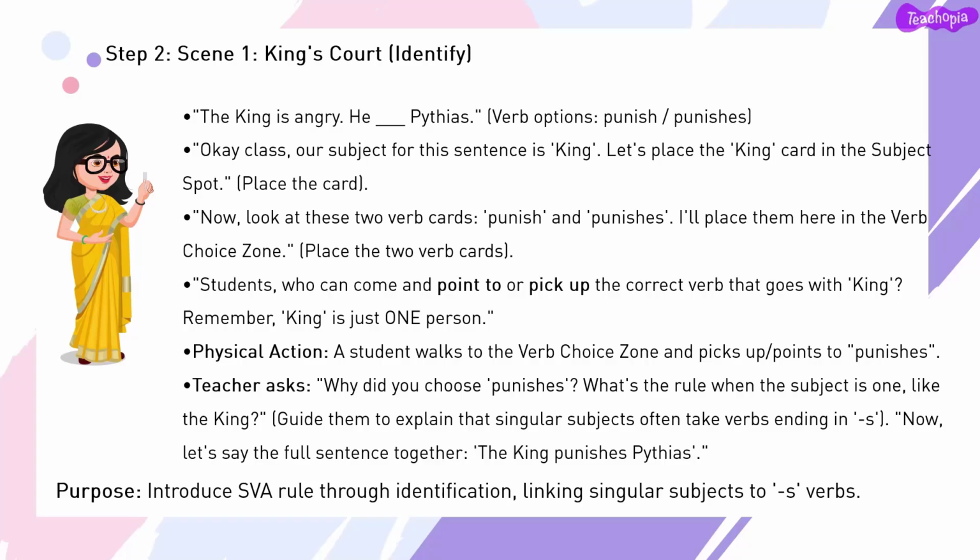Remember, the king is just one person. A student walks to the verb choice zone and points to punishes. Ask the learner, why did you choose punishes? What's the rule when the subject is one, like the king? Guide them to explain that singular subjects often take verbs ending in s. Now let's say the full sentence together: The king punishes Pythias. The purpose here is to introduce the subject-verb agreement rule through identification, linking singular subjects to the s verbs.